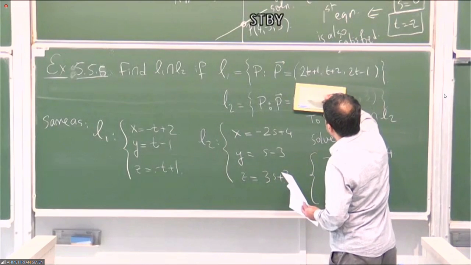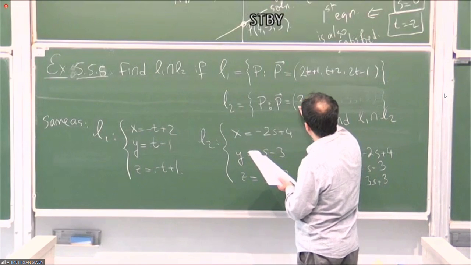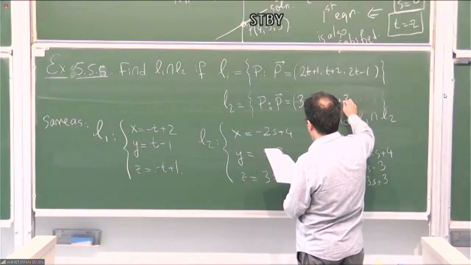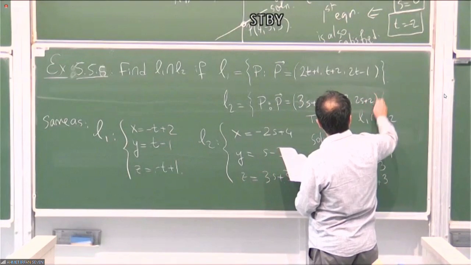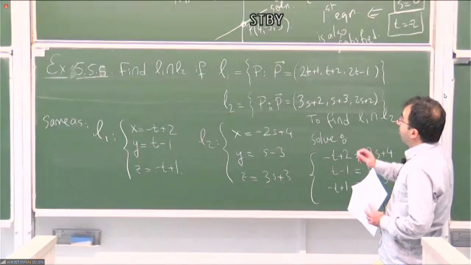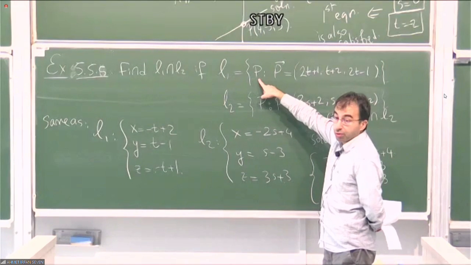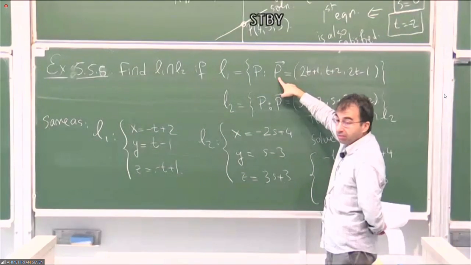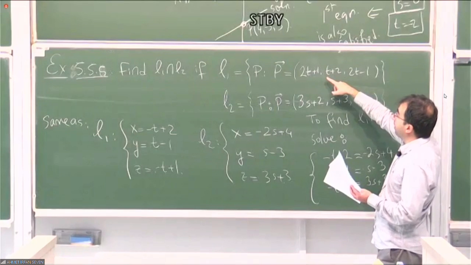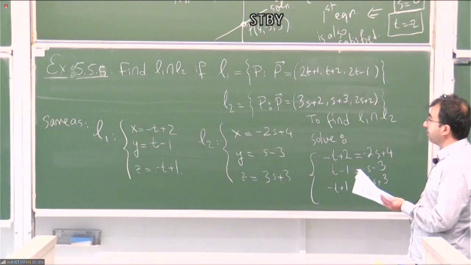And the second line is given as 3s plus 2, s plus 3, 2s plus 2. Again, this notation means L1 is the set of points P whose position vectors have components given by these formulas depending on t, and the other one is given depending on s.